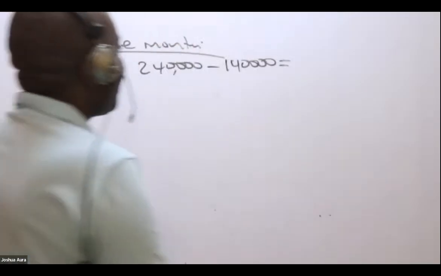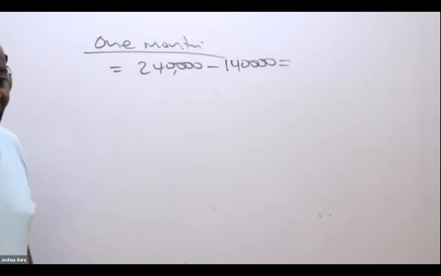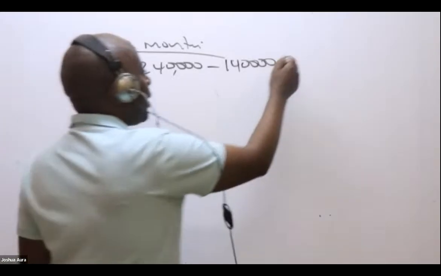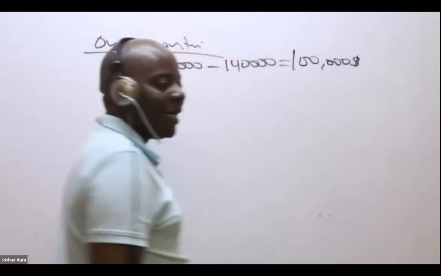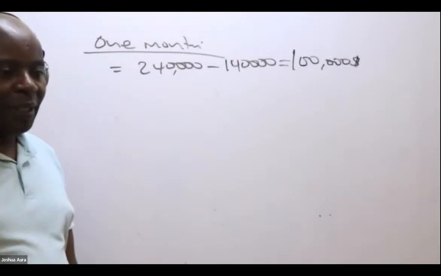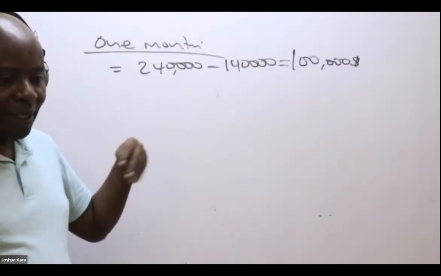Minus 140 from 240 gives $100,000. So is it a net receipt or a net payment? If it's positive, it's a net receipt. It's a net receipt, isn't it?